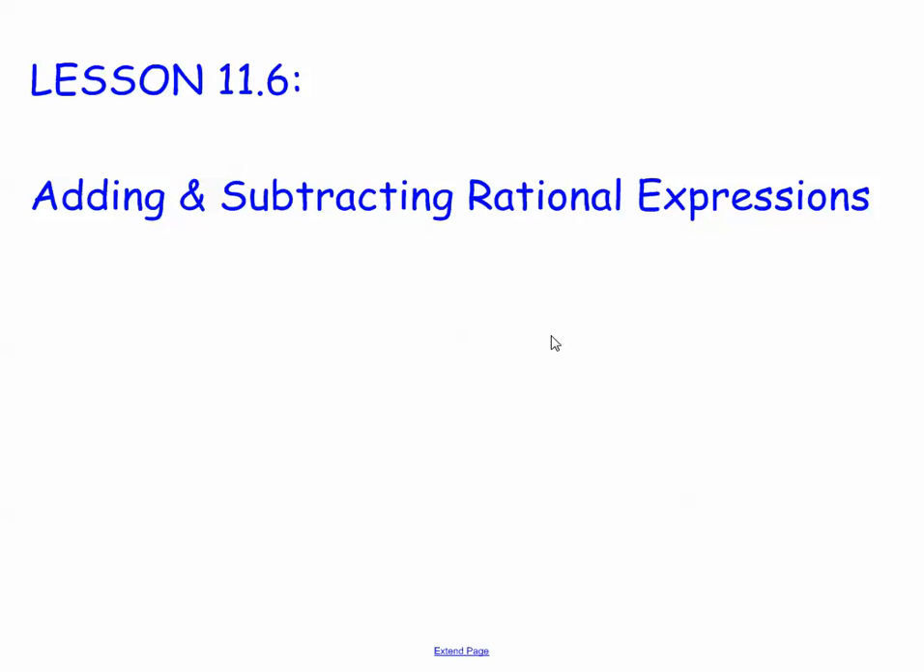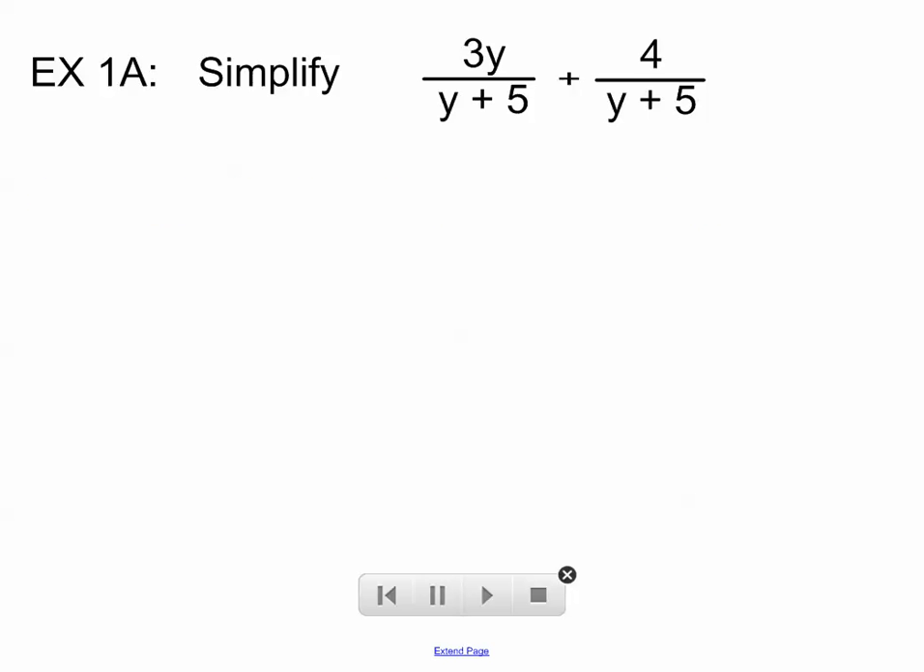Continuing on with Chapter 11 over rational equations and functions today, we're going to be adding and subtracting rational expressions. The bottom line here is that when you very first learned how to add fractions, you learned that you had to have a common denominator. The same thing applies today.